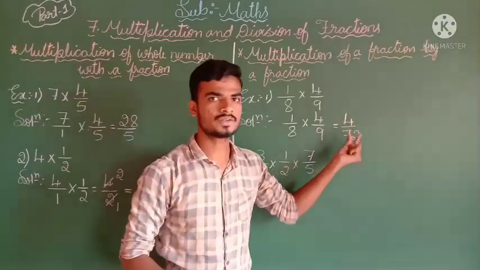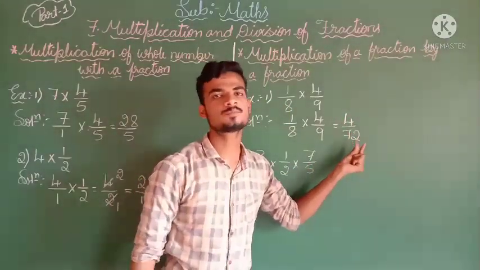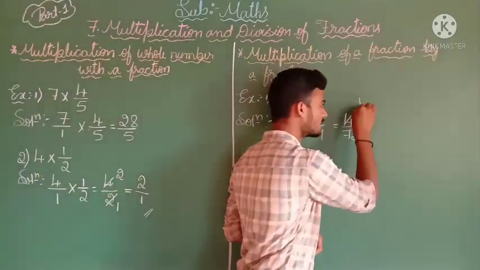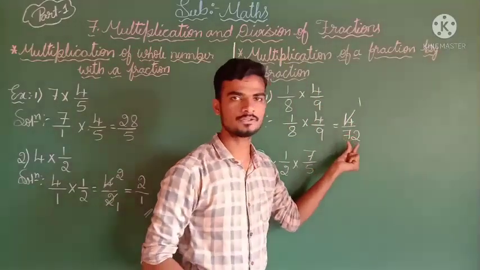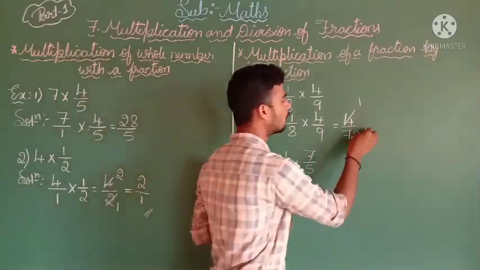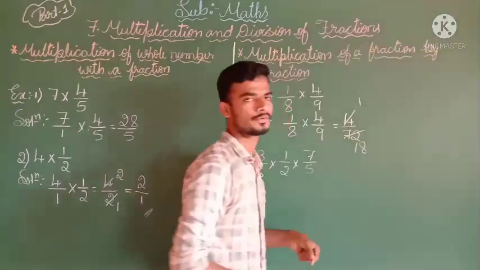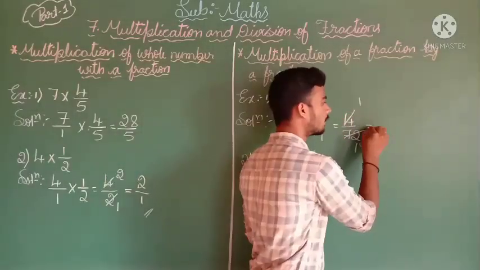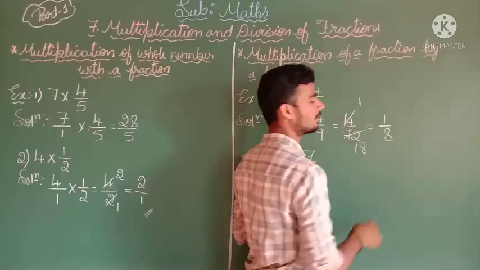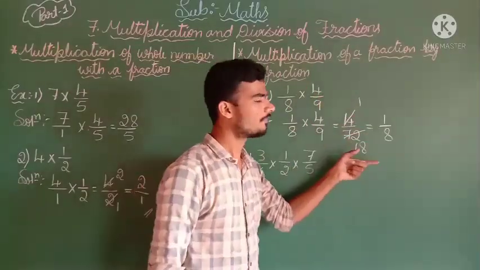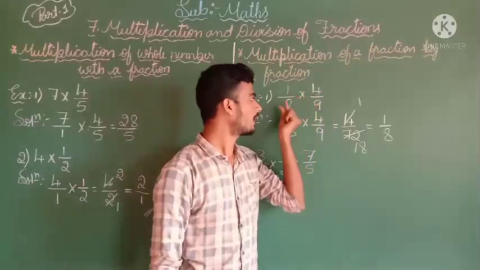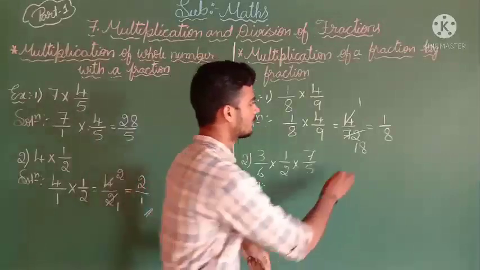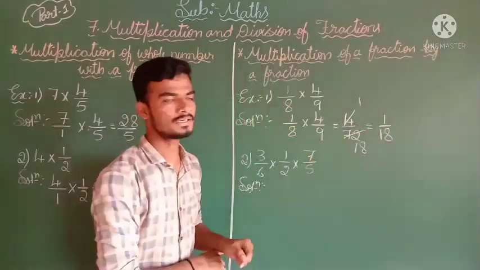Is it possible to reduce it to the lowest term? Yes, it is possible. So 4 1s are 4. 4 how much is 72? Yes, very good, 4 18s are 72. So what product did we get? 1 by 18. In this way you find the solution when you multiply a fraction with a fraction. 1 by 18 is your solution.